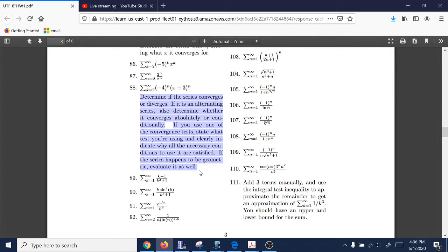If you use a test, say what you're doing, and clearly indicate why the necessary conditions to use it are satisfied. If the series happens to be geometric, evaluate it as well. This is like a tricky extra thing thrown on. Most of these series are not geometric, but if I hand you a geometric series, you might as well be able to say, oh, by the way, this is one of the very few cases where I can tell you what the thing adds up to.